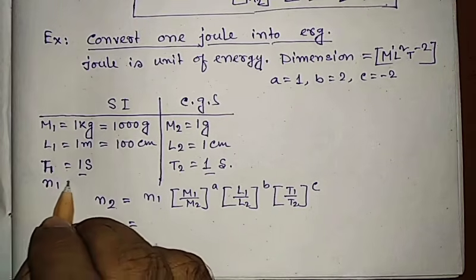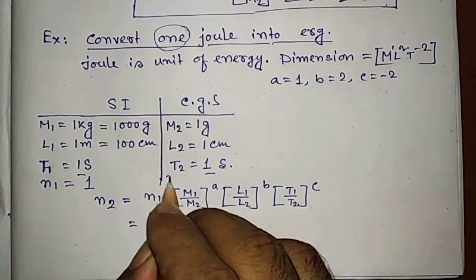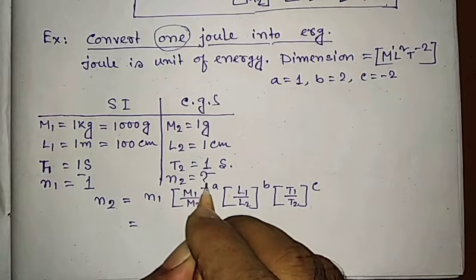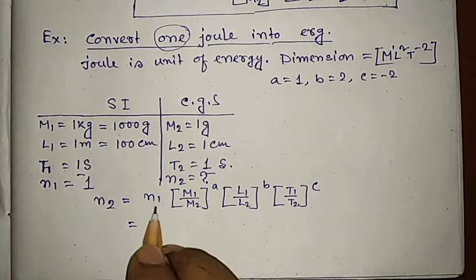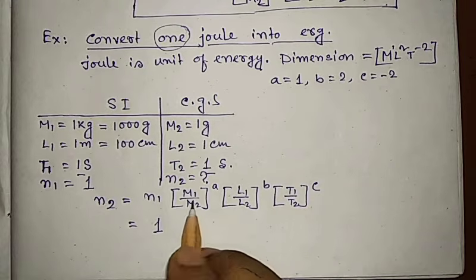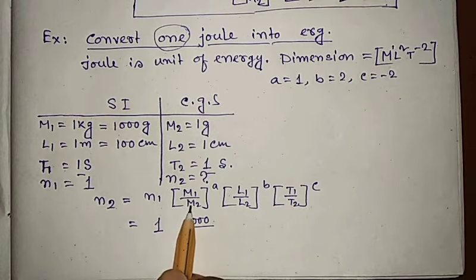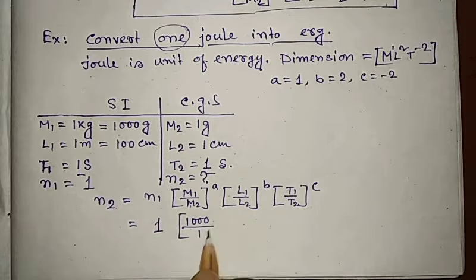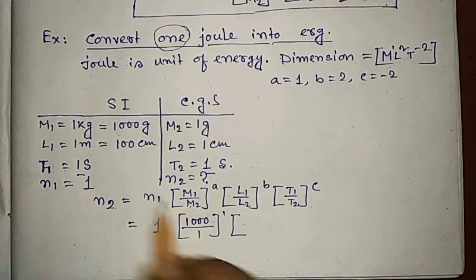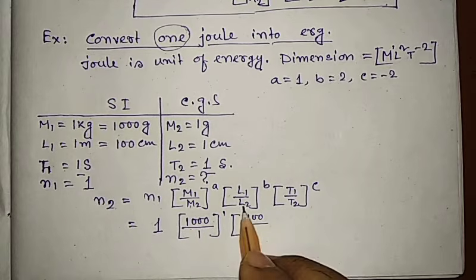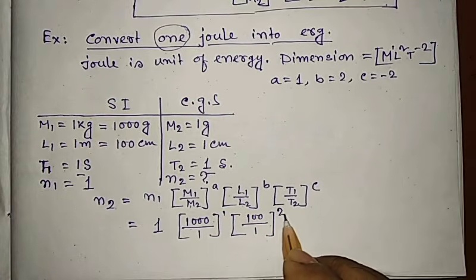So N1 is equal to 1 joule. This is the magnitude, so 1. So N2 is equal to what? Now we have to find out N2. So N1 is 1. M1 is 1000 by M2, which is 1, whole to the power A. The value of A is 1. Now L1 is 100 by L2, 1, whole to the power B, which means 2.